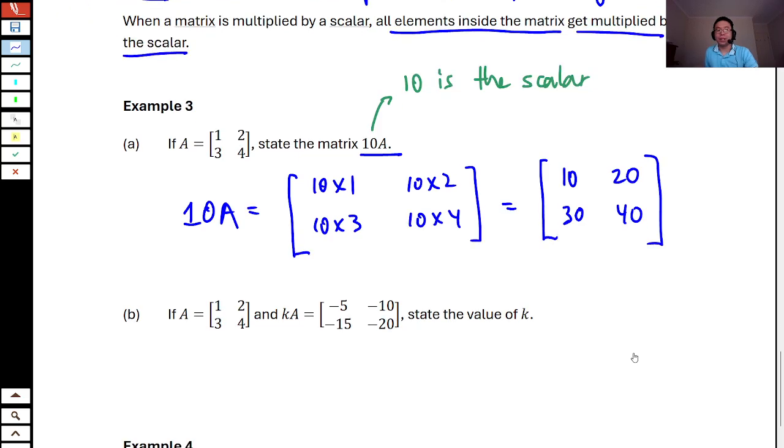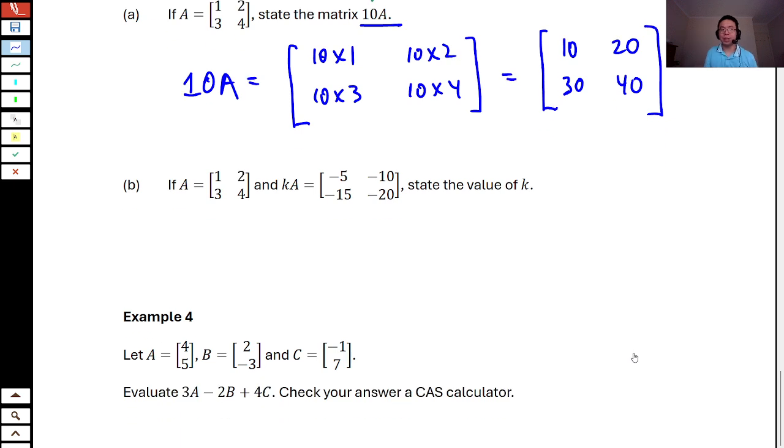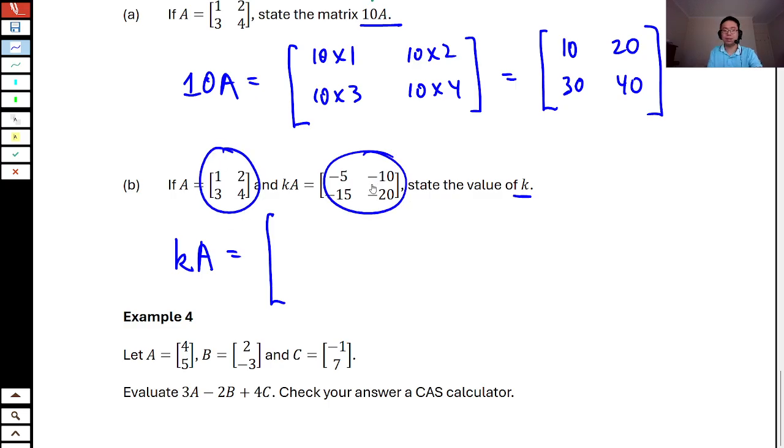All right, for the second example, what's happening here is I have multiplied by some number k. I haven't told you what it is. And I've told you that that's equal to -5, -10, -15, -20. Question, what value of k gets me from this matrix to this matrix?